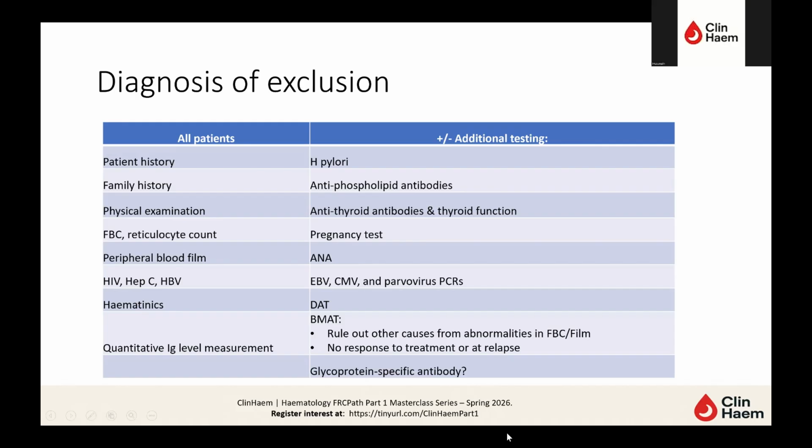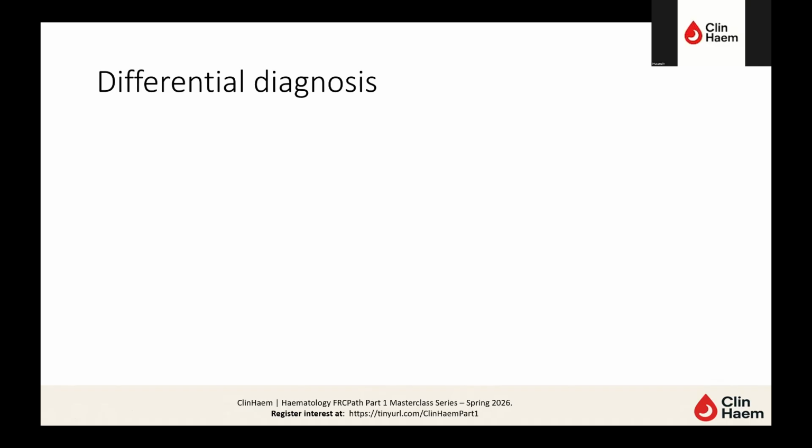Now, the glycoprotein-specific antibodies are those antibodies which are implicated to be a target of the autoimmunity in ITP, but they are not great tests to do because the specificity and sensitivity isn't great. So we don't do that routinely at the moment, only in very specific scenarios and done at very few centers. So differential diagnosis, which is the causes for thrombocytopenia.